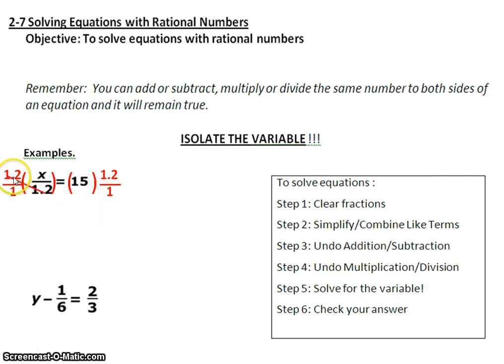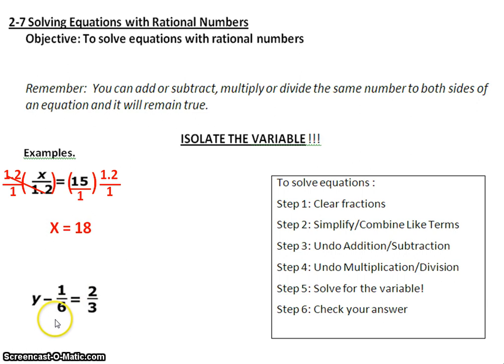1.2 in the numerator and 1.2 in the denominator will cancel out. On the right-hand side, I have 15, and I can think of 15 as a fraction, 15 over 1. Well, I've got two fractions, and I want to multiply them together, so I'd simply multiply the numerators together, 15 times 1.2, and then the denominators together, 1 times 1. So on the left-hand side, I'm going to end up with just simply x. On the right-hand side, equals 18.